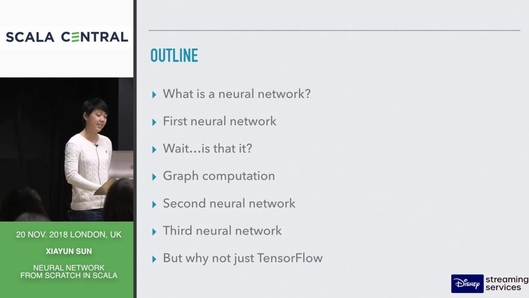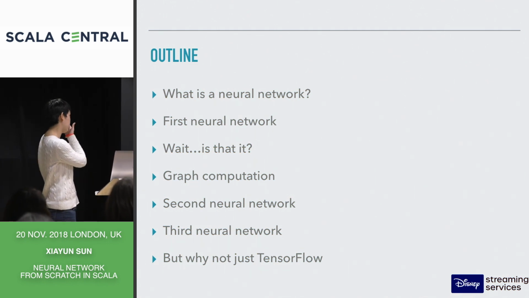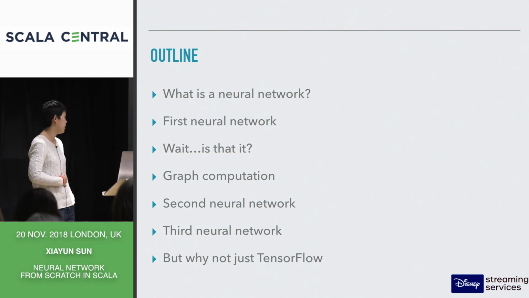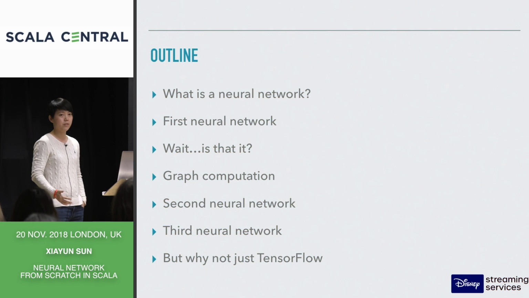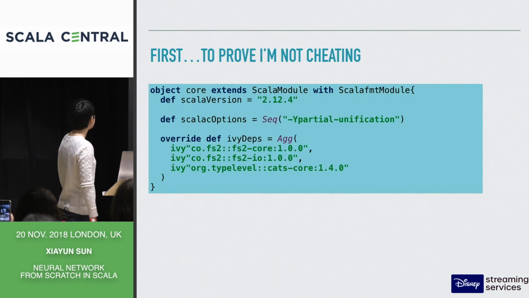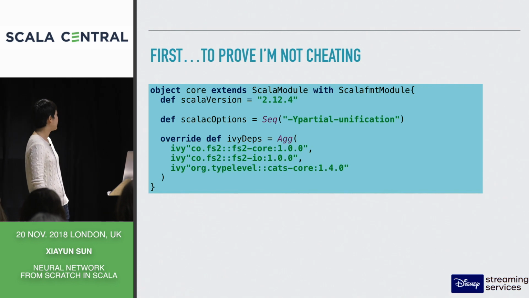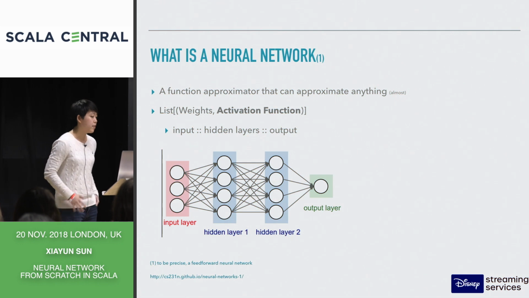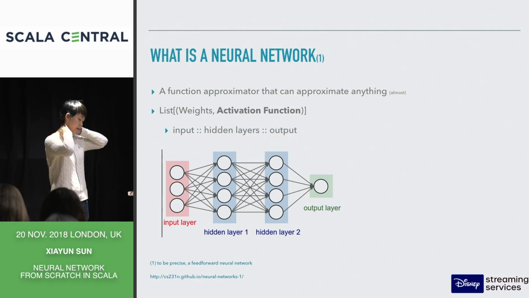So let's start. This is the outline. I will briefly go through what a neural network is. There are three neural networks that I will be demonstrating. And in the end, what I'm most personally passionate about is: why bother? Why bother using Scala at all when you have TensorFlow and everything? First of all, to prove I'm not cheating, I'm only using FS2 and Cats Core, okay? No other libraries.